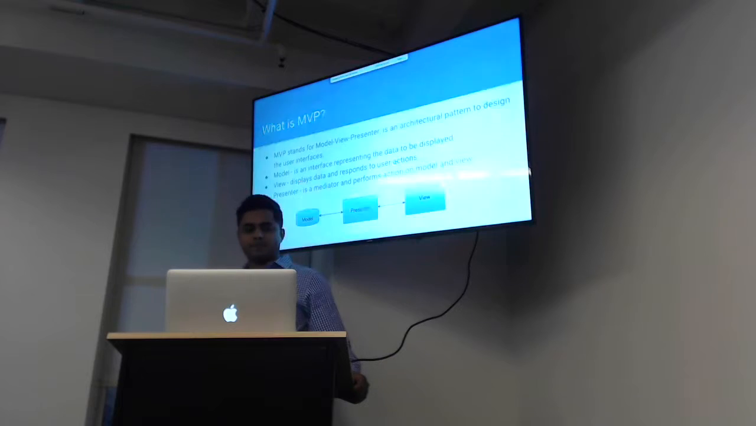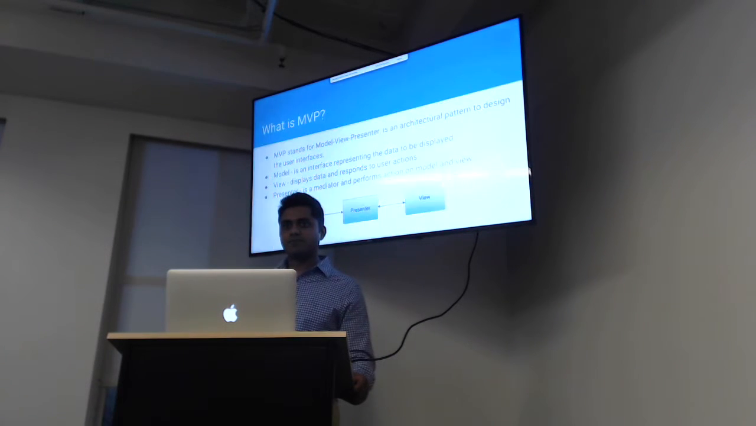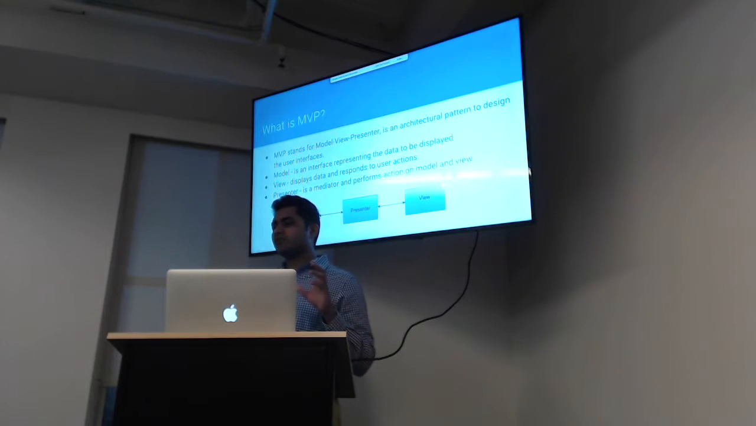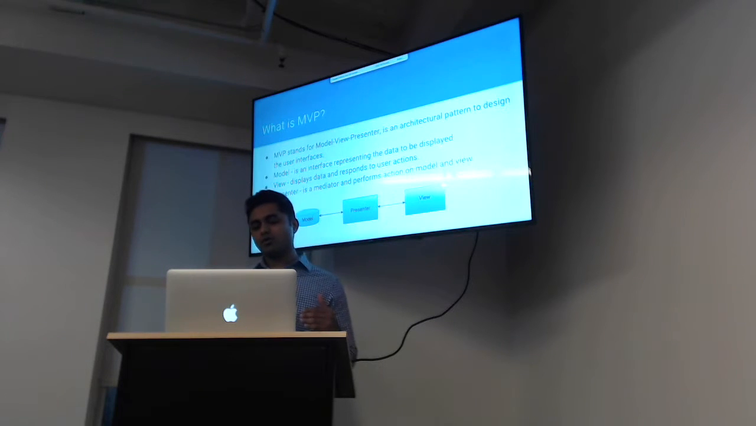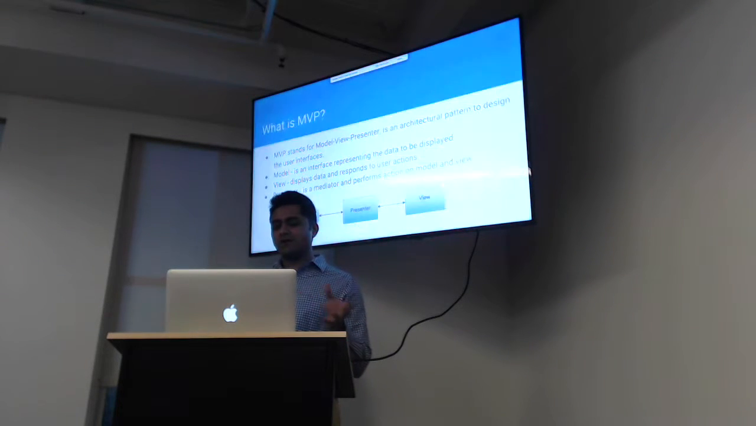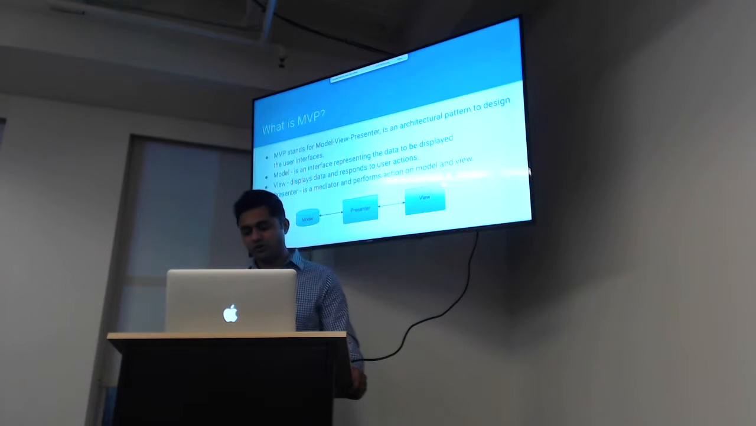So what is MVP? MVP stands for Model View Presenter. It's an architectural pattern derived from Model View Controller, and it's mostly used to design user interfaces. MVP has three components: Model, View, and Presenter, and we'll go through each and see what each component means. So model is an interface representing the data to be displayed. For example, a model can be a database, a backend point, or any API server.